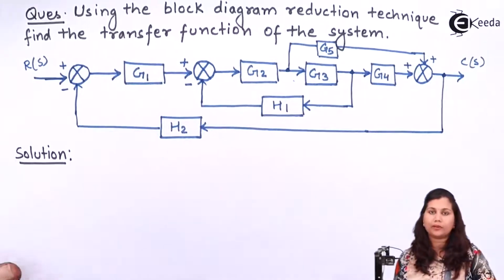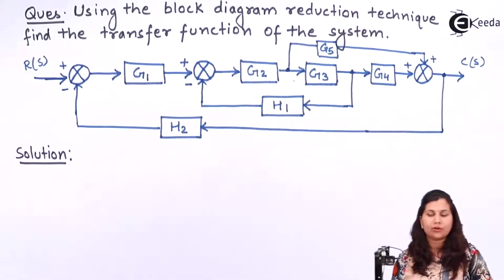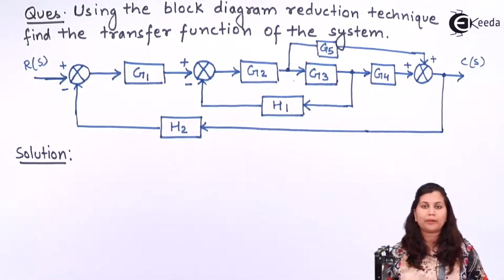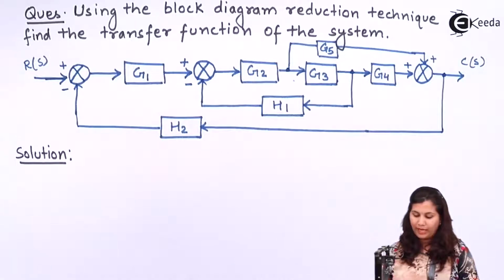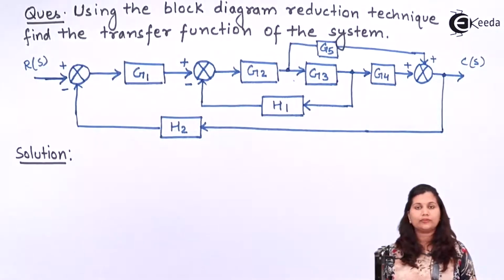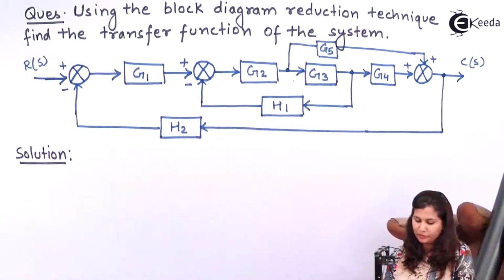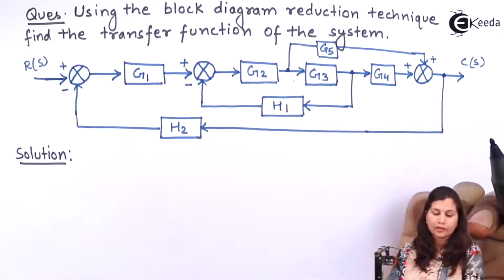If we analyze this block diagram, then we see that there are no two blocks which are in series or in parallel combination. So we can't reduce the blocks. No series and no parallel blocks are there, so we cannot apply the series combination rule and the parallel combination rule. So we have to just move either any of the summing points or any of the takeoff points. This summing point cannot be shifted, this summing point cannot be shifted.